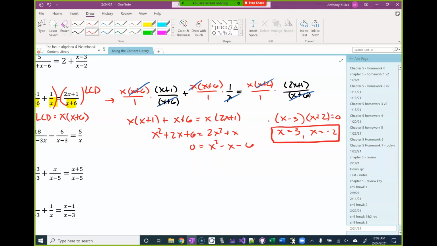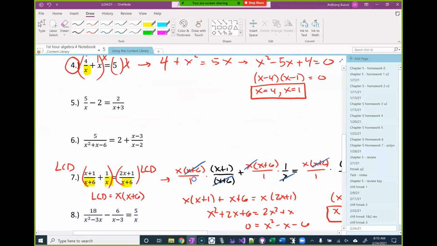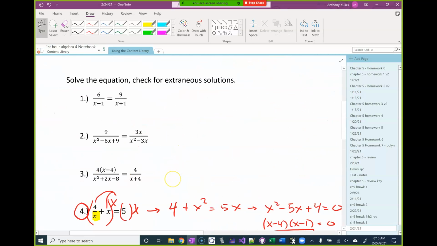What else? Go ahead, Ev. Number 2. Sure. Okay. So here, this is a proportion. So you could do this by cross multiplication. That would be fine. So I'll multiply that stuff together and that stuff together.